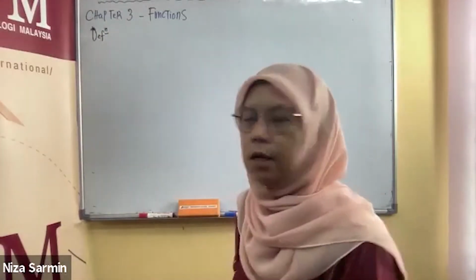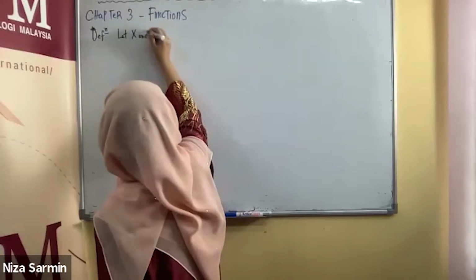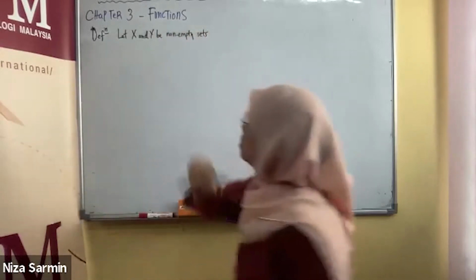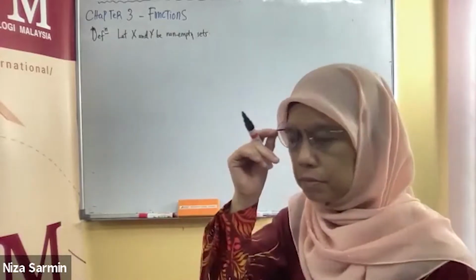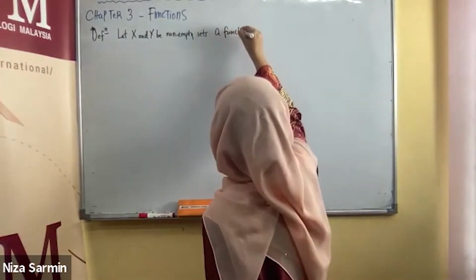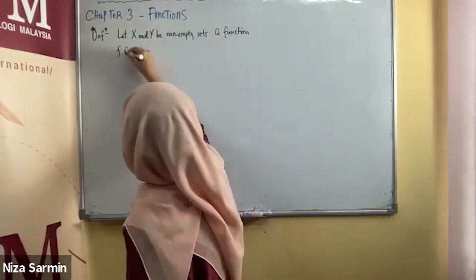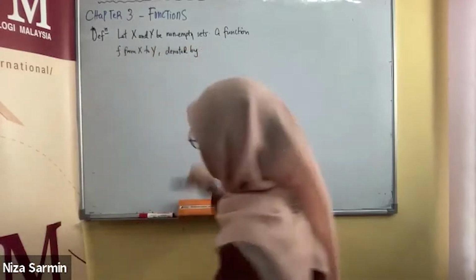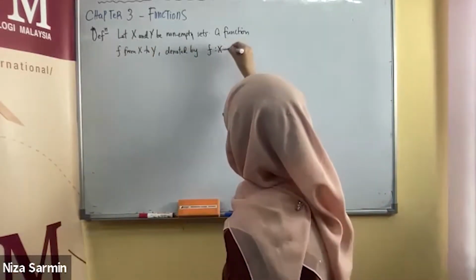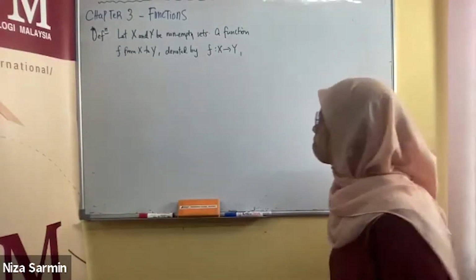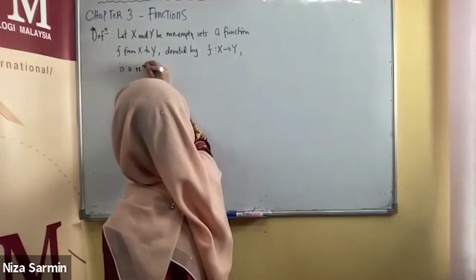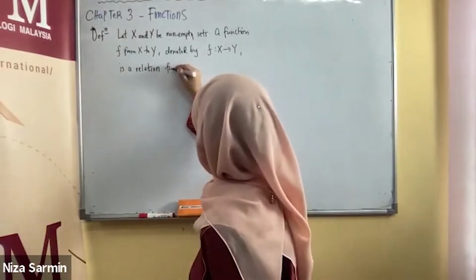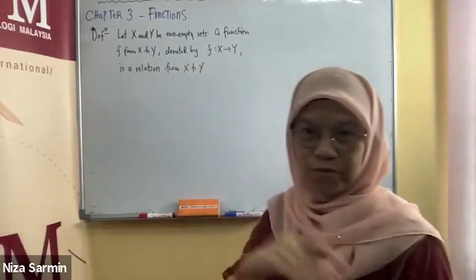Let X and Y be non-empty sets, because we don't want our set to be empty. A function f from X to Y, denoted by f: X → Y, is a relation from X to Y, because before we have relation, right?